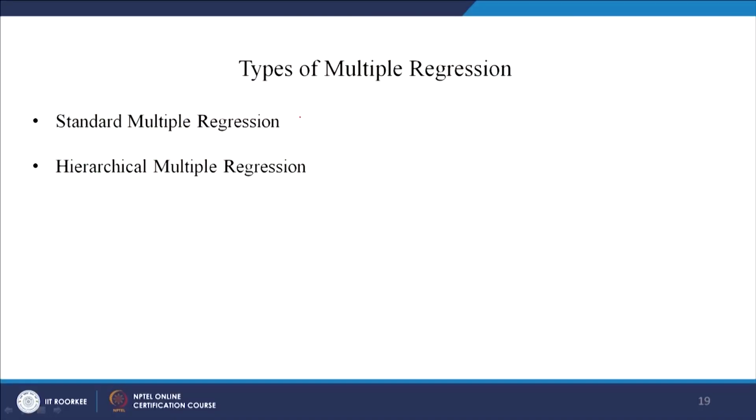There are 2 types of multiple regression we will talk about. One is the standard multiple regression, and the other is the hierarchical multiple regression. What are these? The standard multiple regression assumes that all the variables are equally important and there is nothing to be controlled. But in the hierarchical multiple regression, on the other hand, we create blocks and control certain variables, and then see the effect of this control on the independent variable.